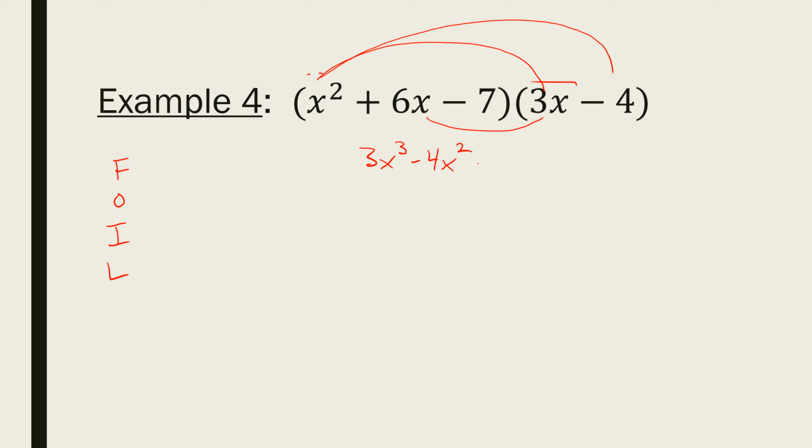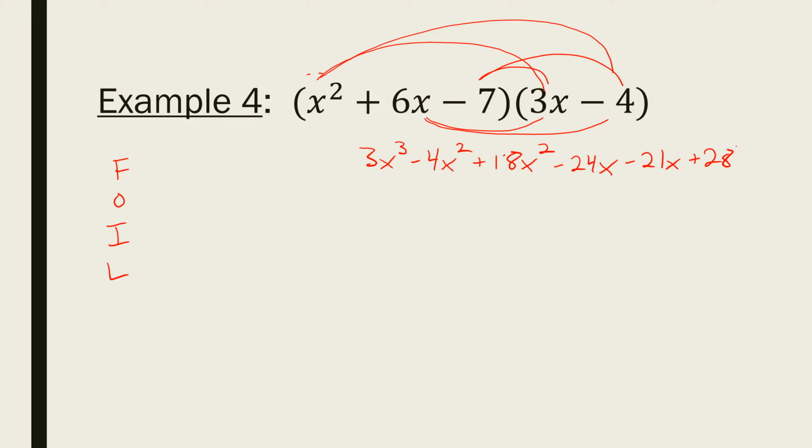6x times 3x is, I think, 18x squared. Be really careful about your work here. Next, 6x times -4, -24x. All right, so now I've used the 6x up. Finally, I need to move on to the -7. -7 times 3x, -21x. -7 times -4, +28.